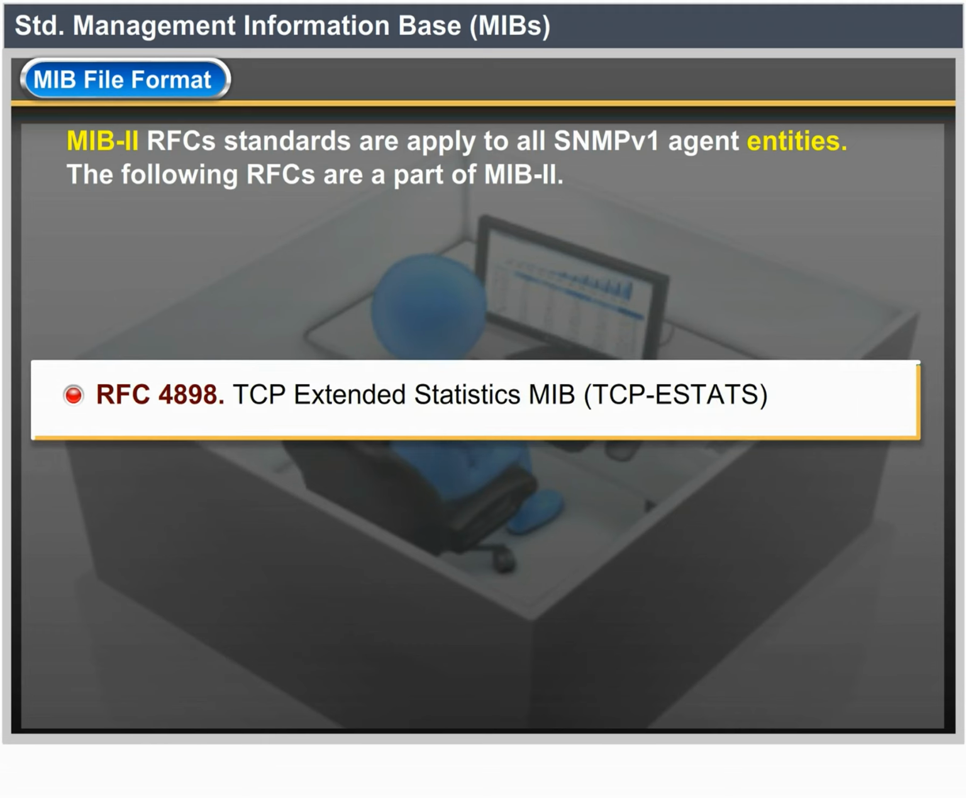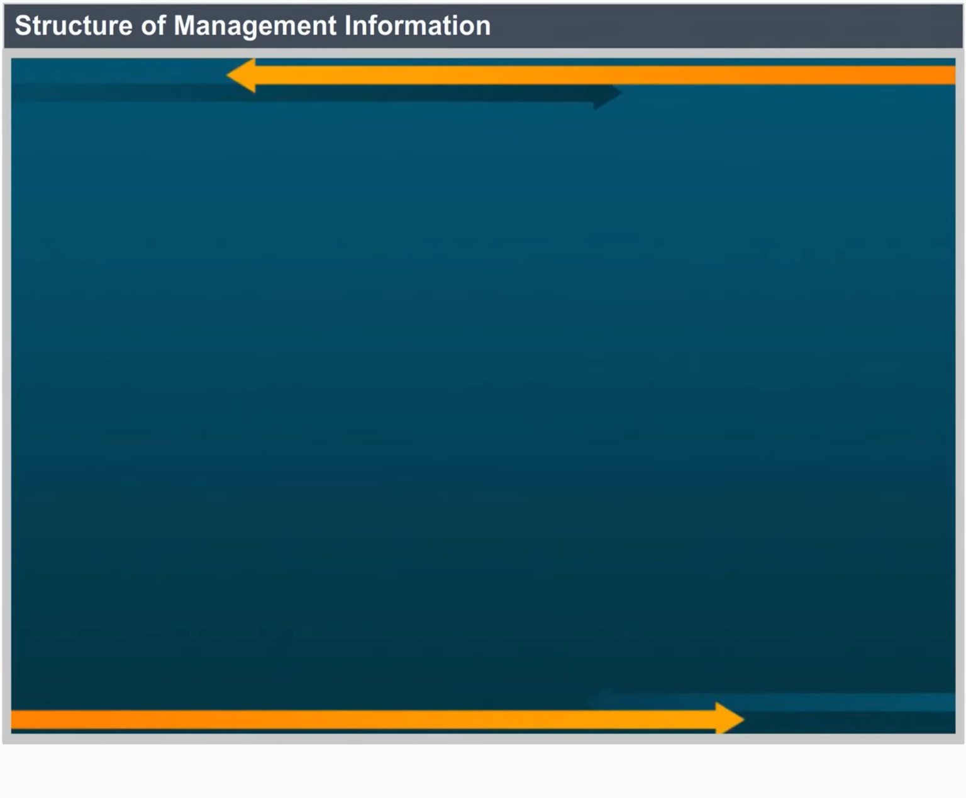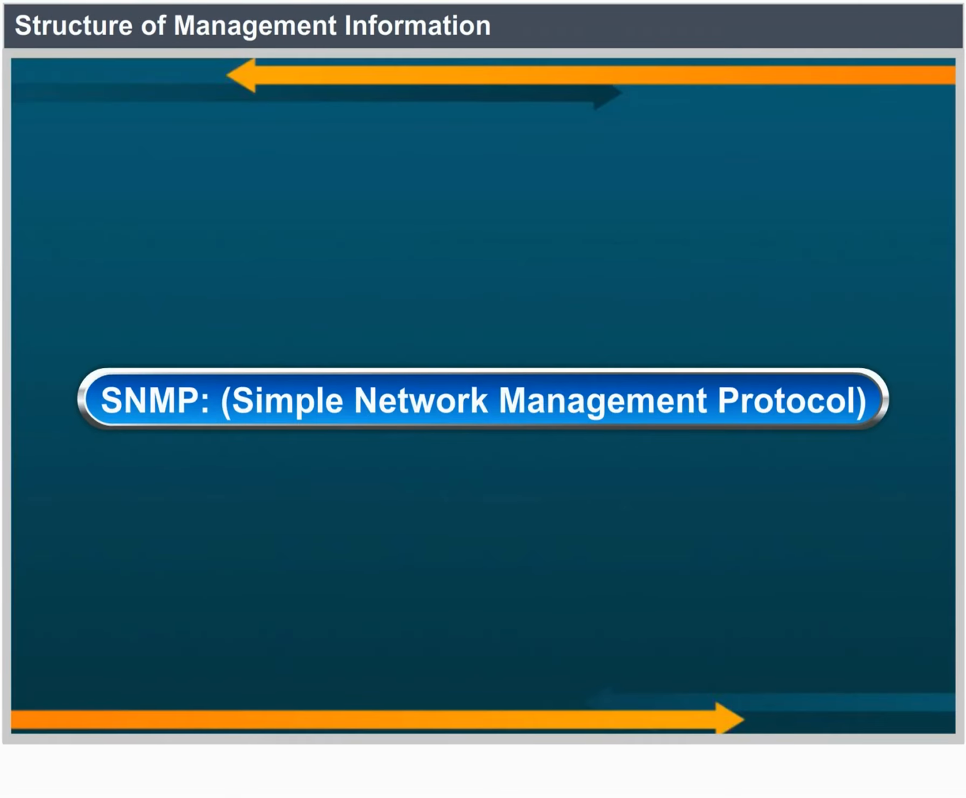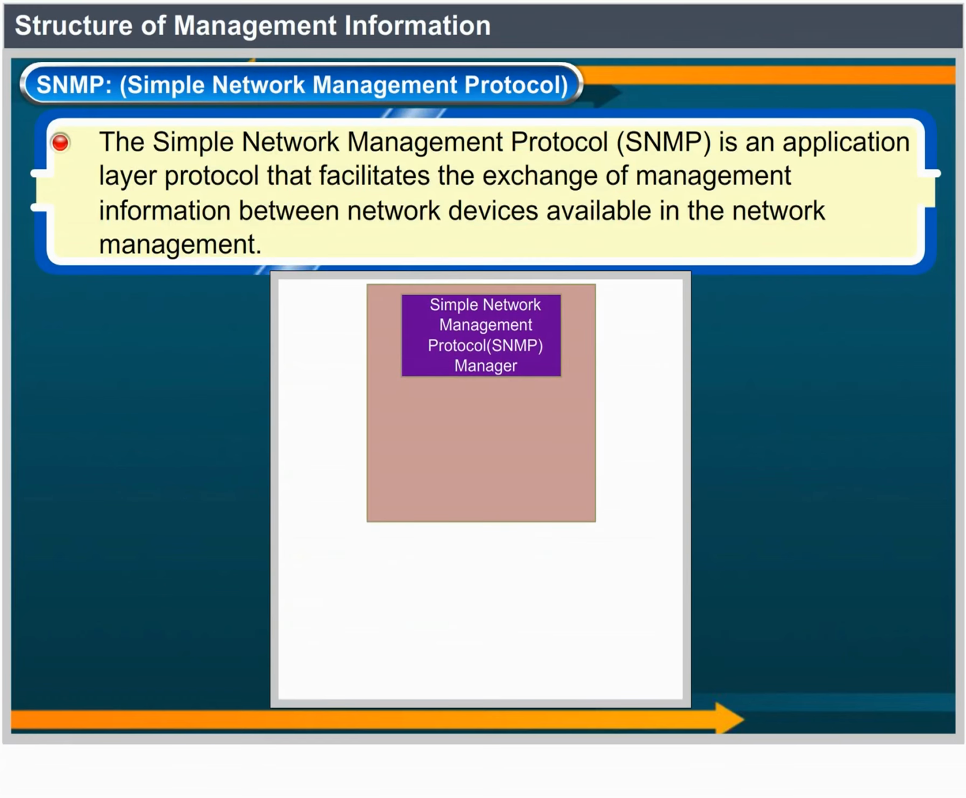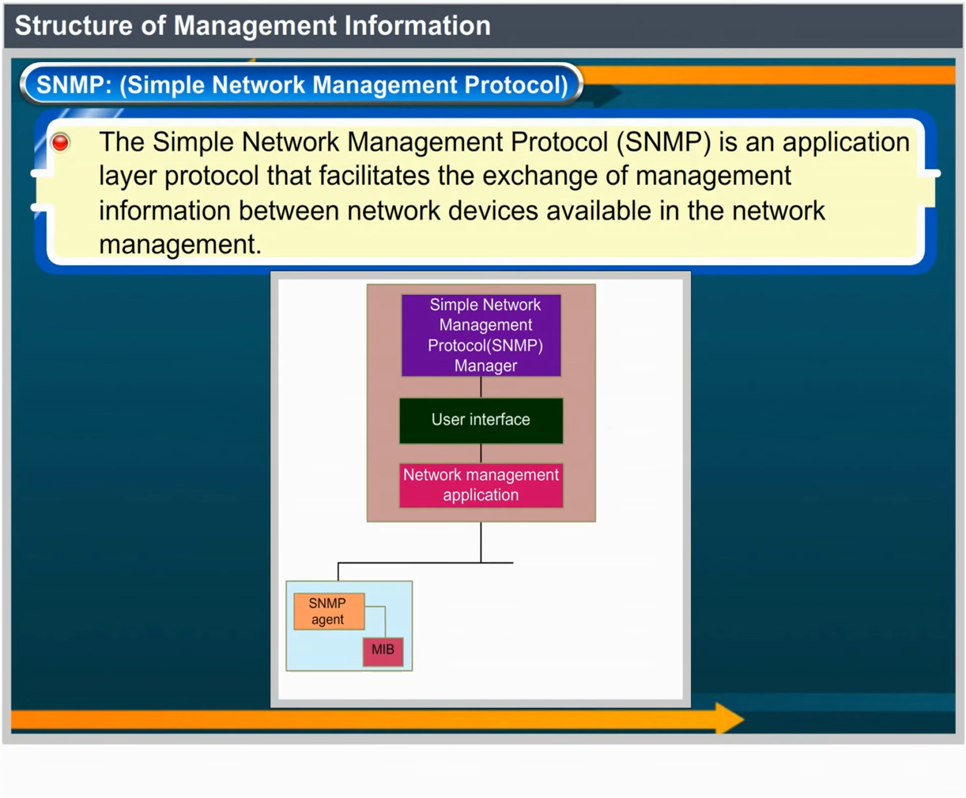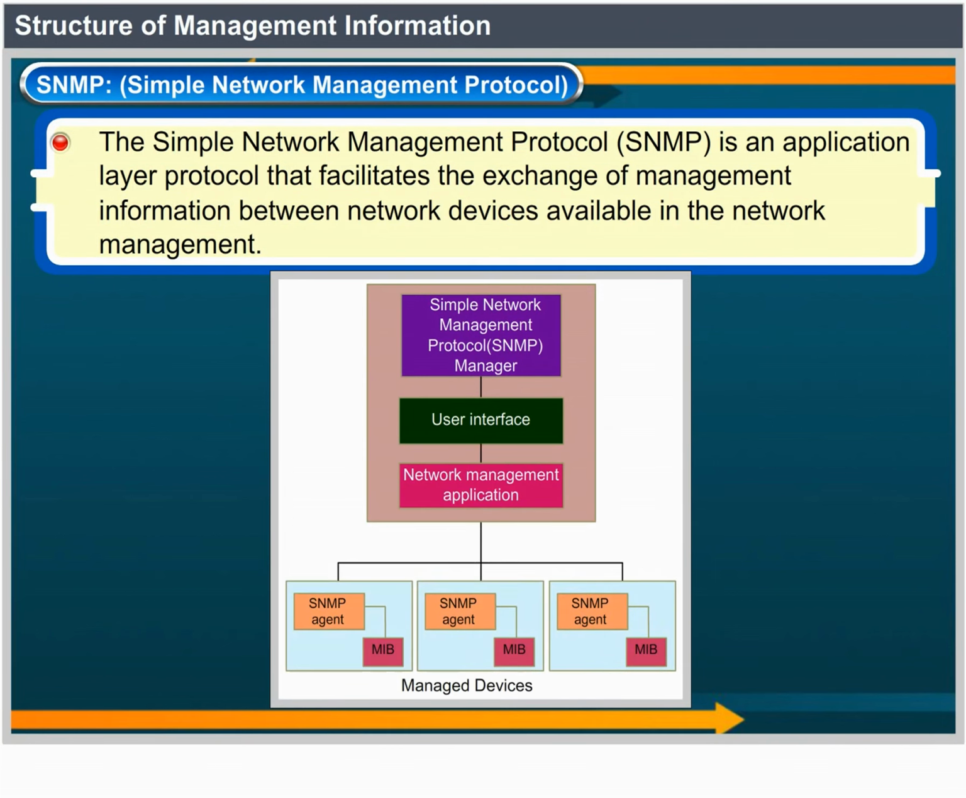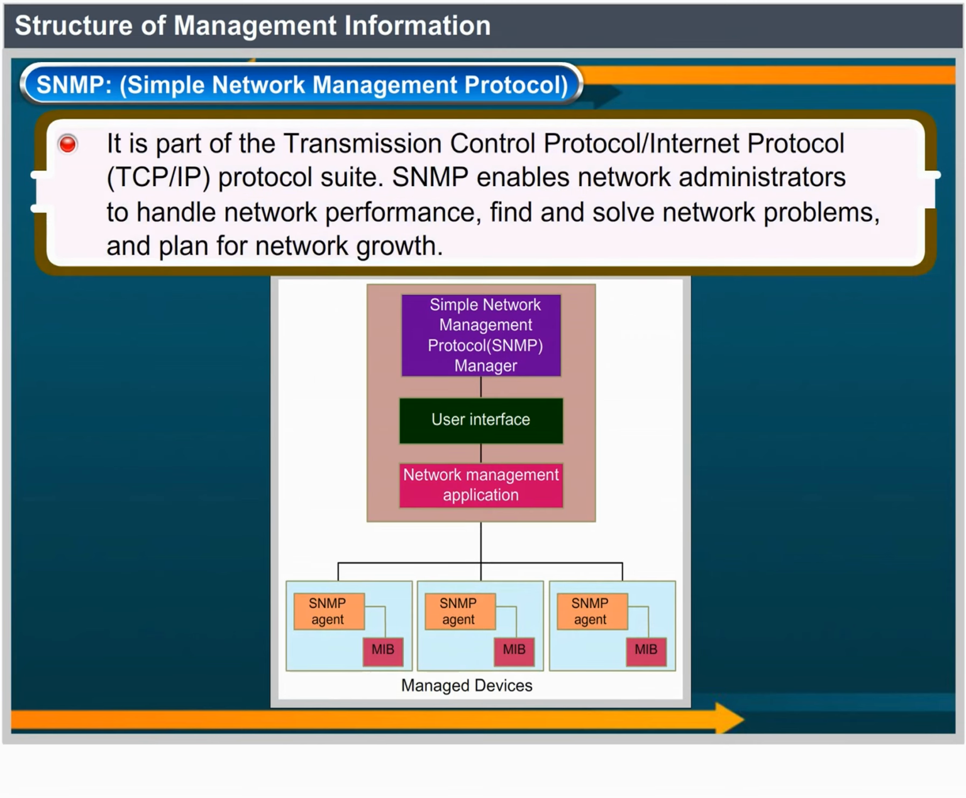Structure of Management Information. SNMP Simple Network Management Protocol. The Simple Network Management Protocol SNMP is an application layer protocol that facilitates the exchange of management information between network devices. It is a part of Transmission Control Protocol / Internet Protocol or TCP/IP protocol suite. SNMP enables network administrators to manage network performance, find and solve network problems, and plan for network growth.